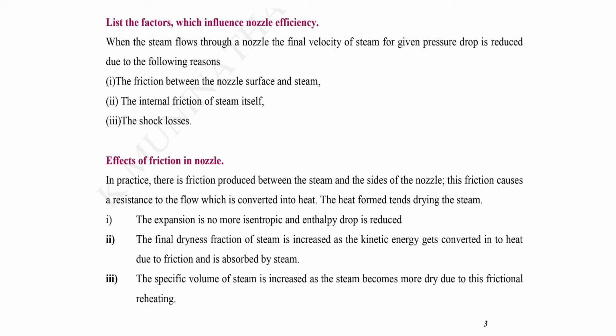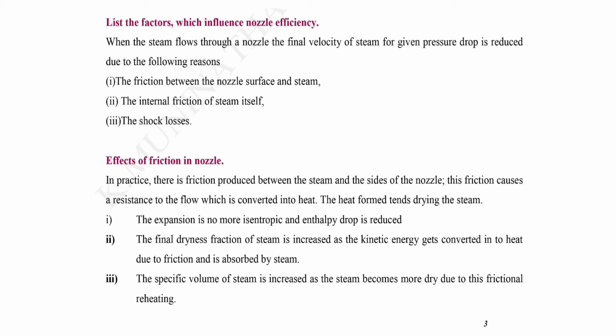Then the factors which influence nozzle efficiency. When steam flows through a nozzle, the final velocity of steam for a given pressure drop is reduced due to the following reasons: the friction between the nozzle surface and steam, the internal friction of steam itself, and third, the shock losses. These three factors are well known to influence nozzle efficiency.